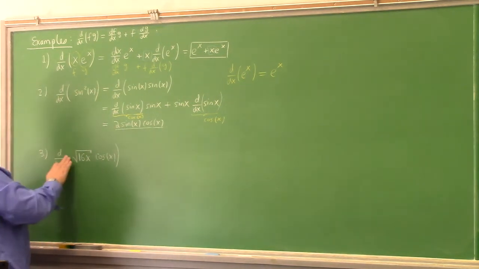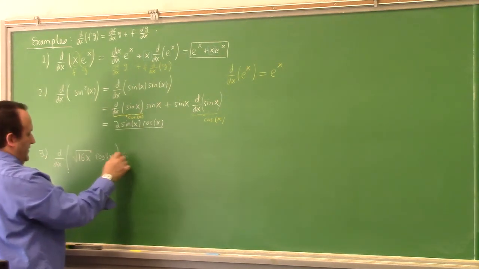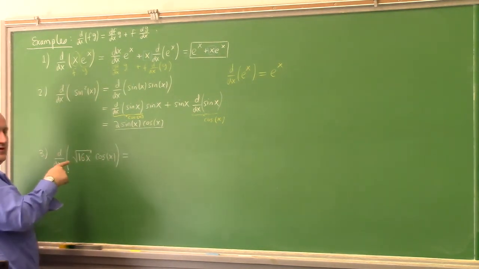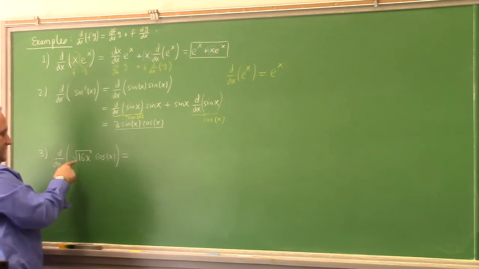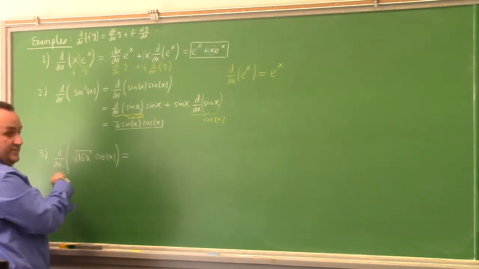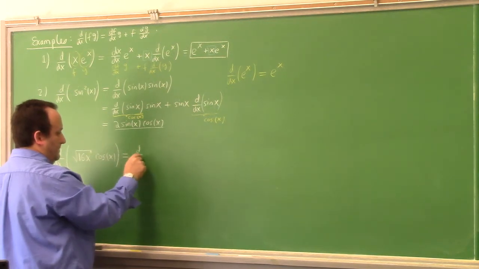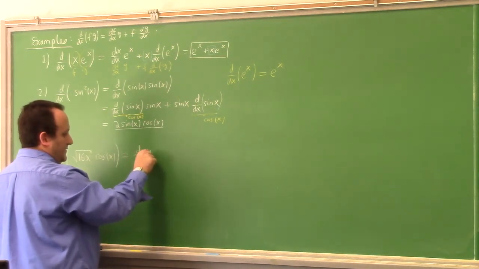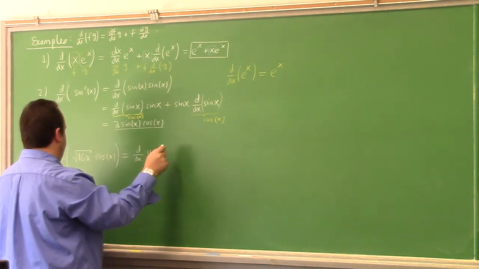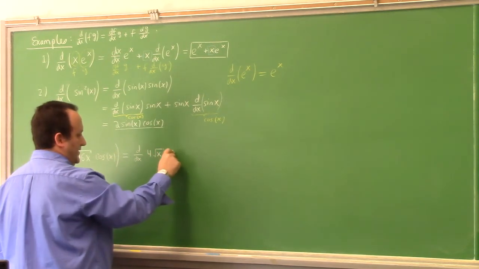Oh, if I'm going to do just one more example, fine, I'll keep it like that. So the square root of 16x, we could do what? That's really 4 times the square root of x. So we have d/dx of 4 times the square root of x, times cosine x.